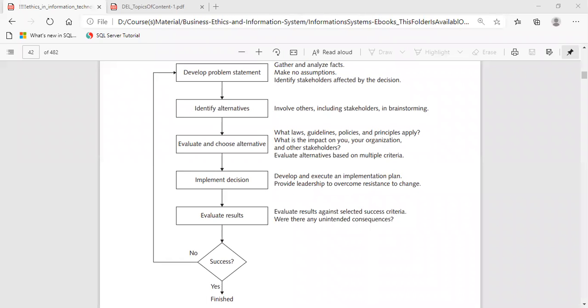So let's discuss the next topic, as we are moving towards the end of this session. So this is the last topic, that's the ethics in information technology.